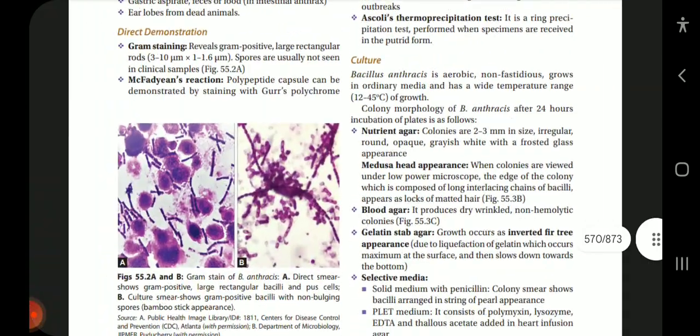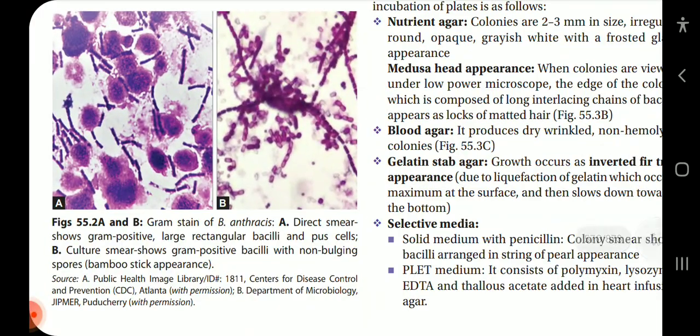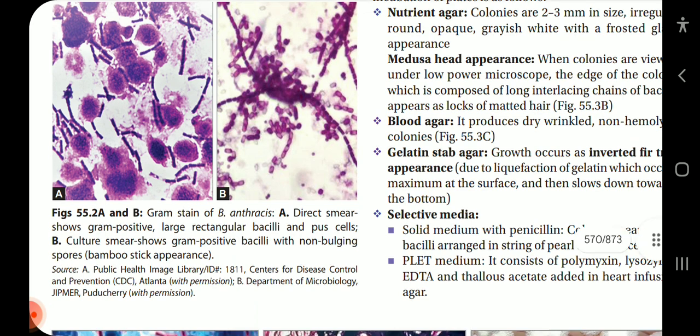Now, in the images, in figure A we see gram stain of Bacillus anthracis, and the direct smear shows gram-positive large rectangular bacilli with pus cells, while figure B shows gram-positive bacilli with non-bulging spores, bamboo stick appearance.